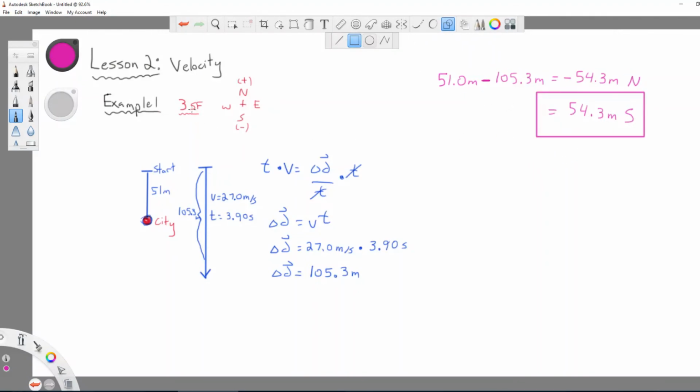Good. Check our sig figs. Started with 3, ending with 3. This problem's done.